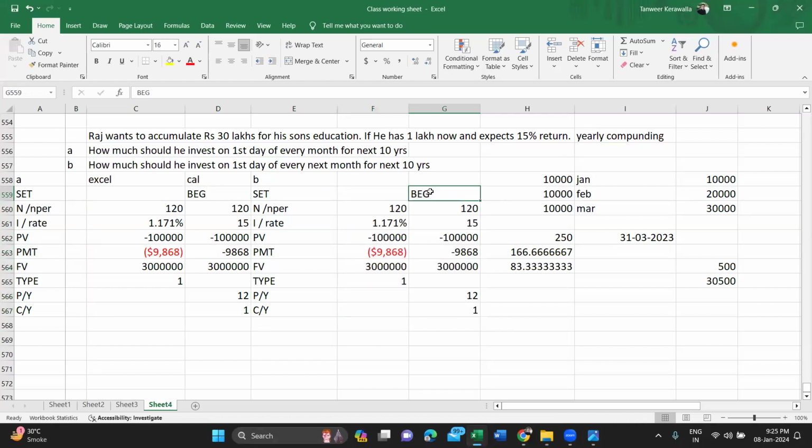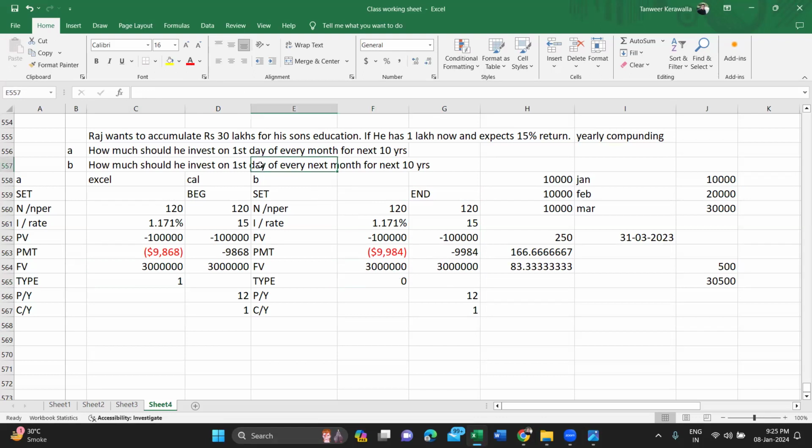So I just change it to end here and change the type to 0. You see, a little difference has come out here. 9868 has become 9984. Here also you get 9984. Just need to change the setting from beginning to end and your type 1 to type 0. The remaining things remain the same, right?